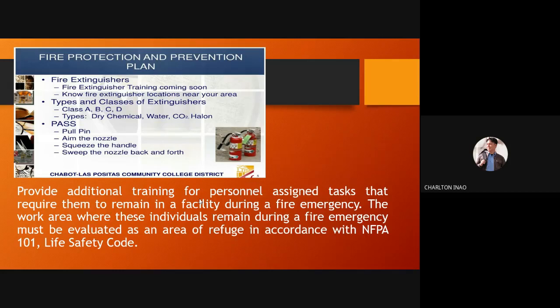So, provide additional training for personnel assigned tasks that require them to remain in the facility during a fire emergency. The work area where these individuals remain during a fire emergency must be evaluated as an area of refuge in accordance with NFPA 101 Life Safety Code.